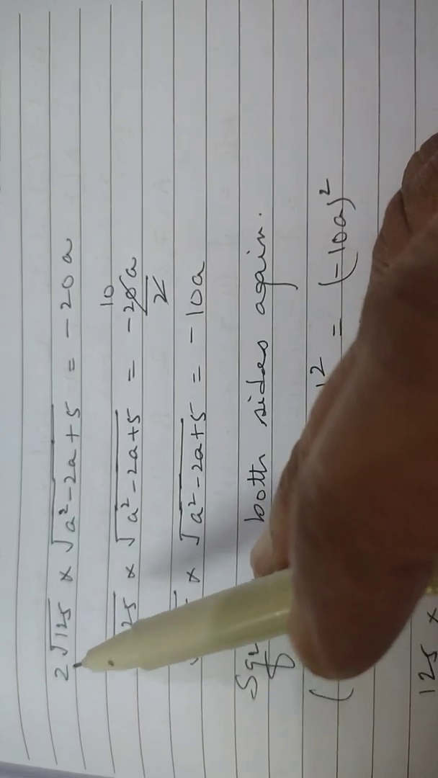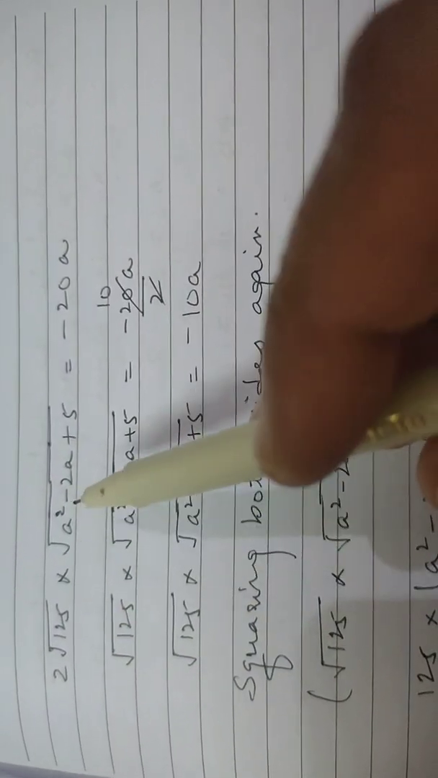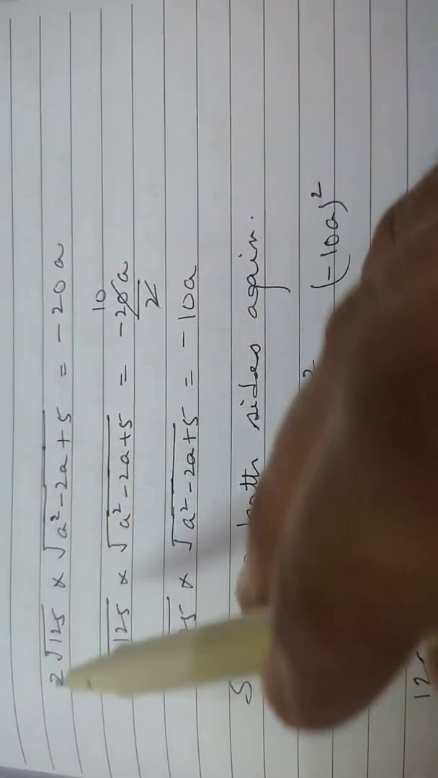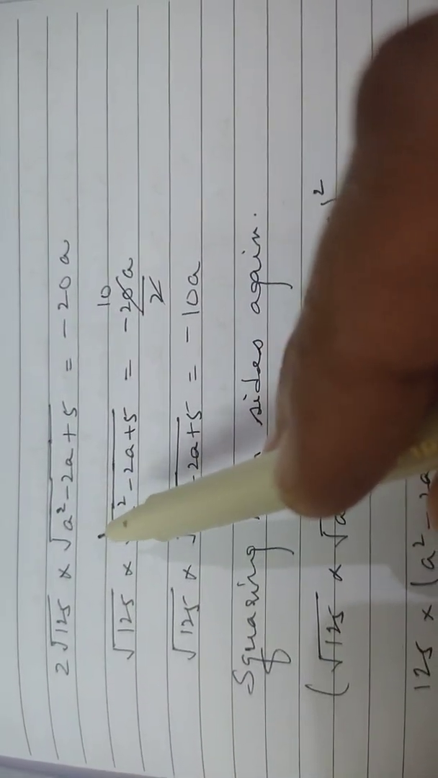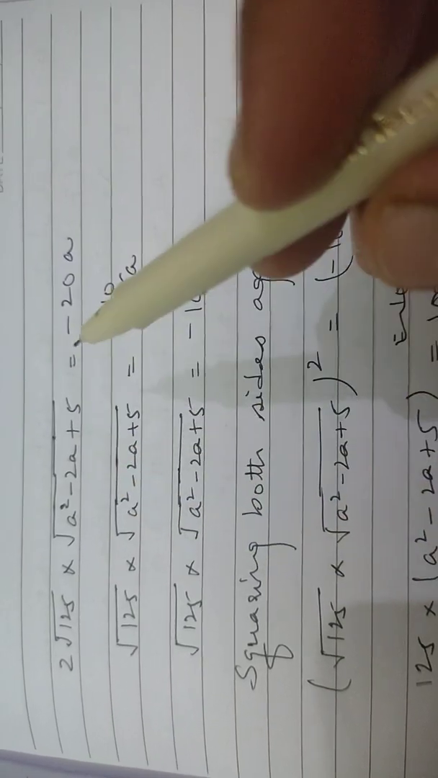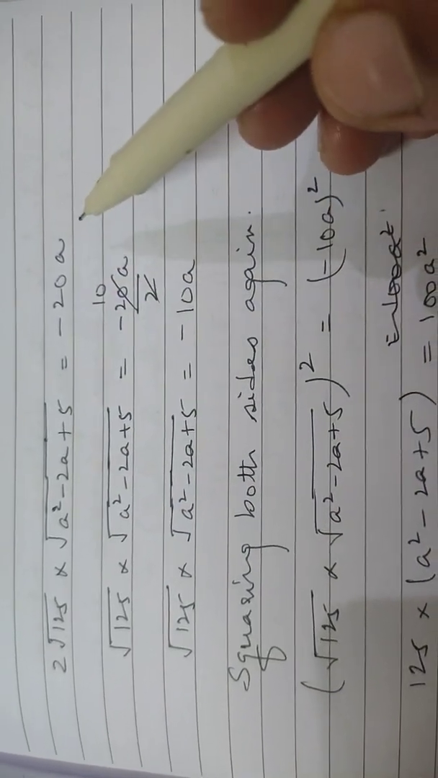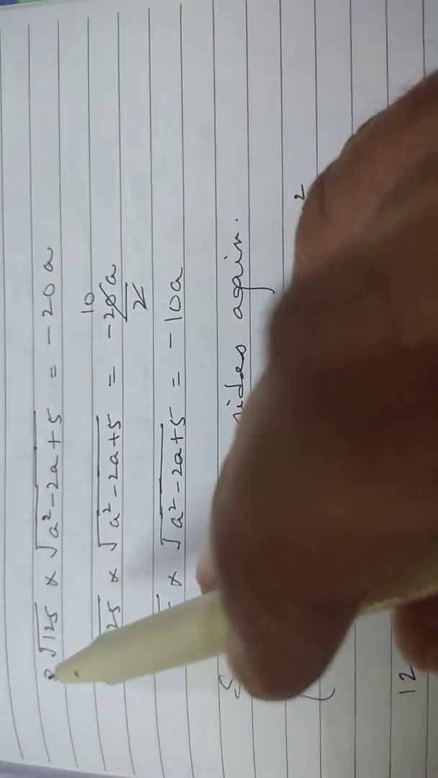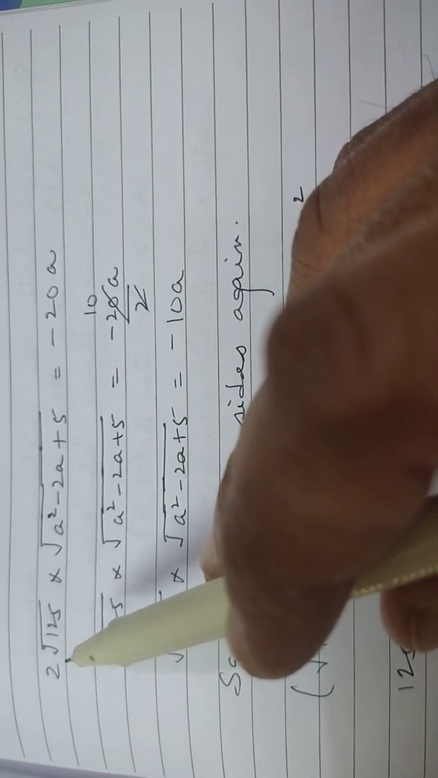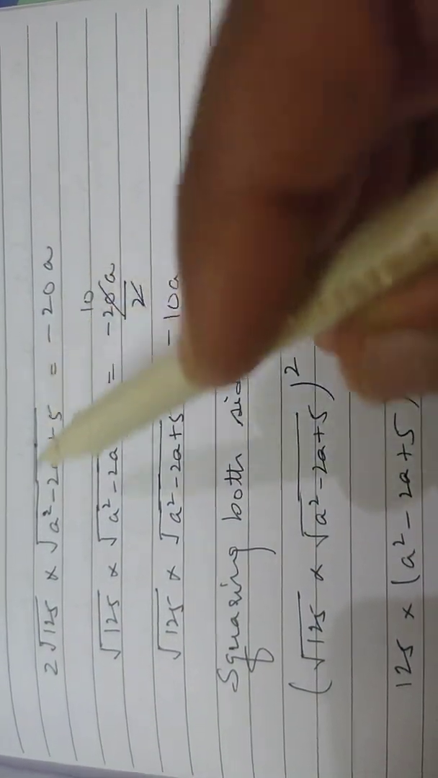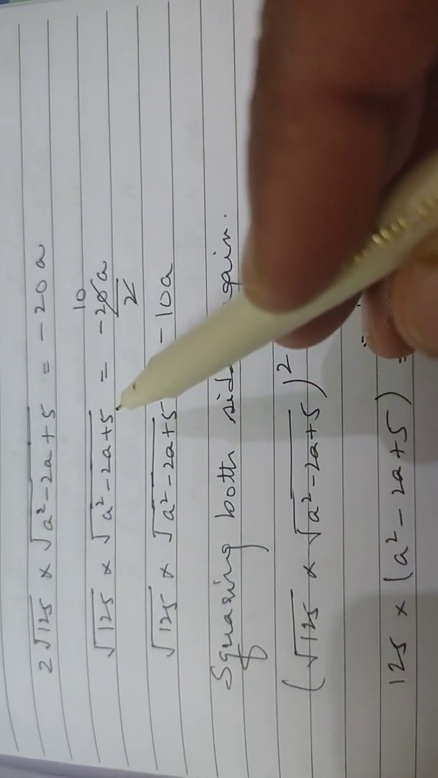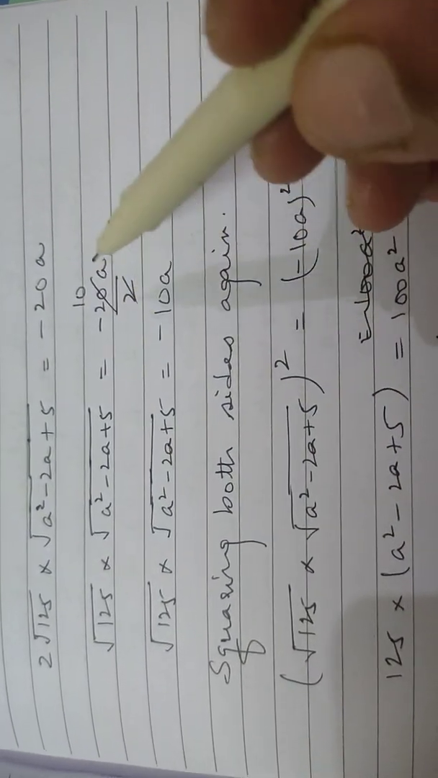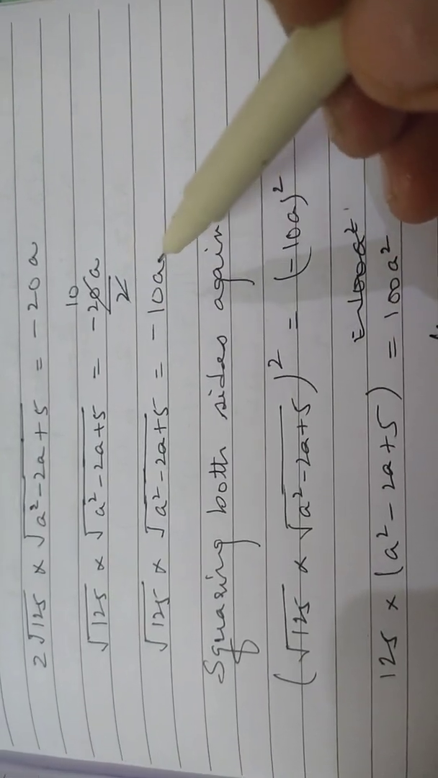So now the equation will become, on the left hand side, as you have seen in the previous part, 2 into root 125 into root a square minus 2a plus 5, equal to minus 20a. Now we are going to bring this 2 into the denominator so that the equation can be reduced further. So it will be root 125 into under root a square minus 2a plus 5 is equal to, on cancellation, minus 10a.